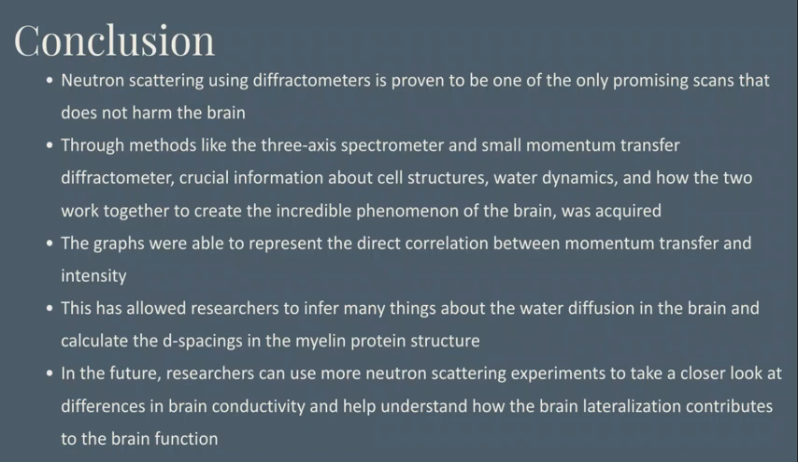Researchers can use neutron scattering experiments to take a closer look at the differences in brain conductivity and help understand how the brain lateralization contributes to the brain function. These experiments can help researchers gain more information about the abnormalities that differ from the standard water diffusion, and those abnormalities can help with research for brain diseases.